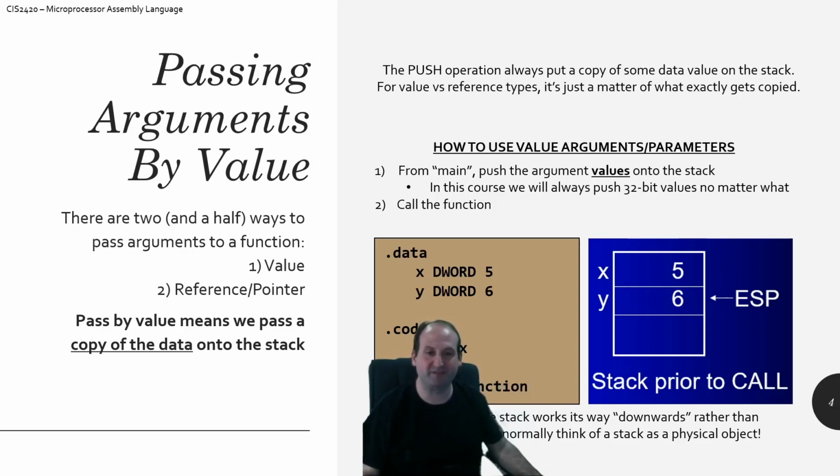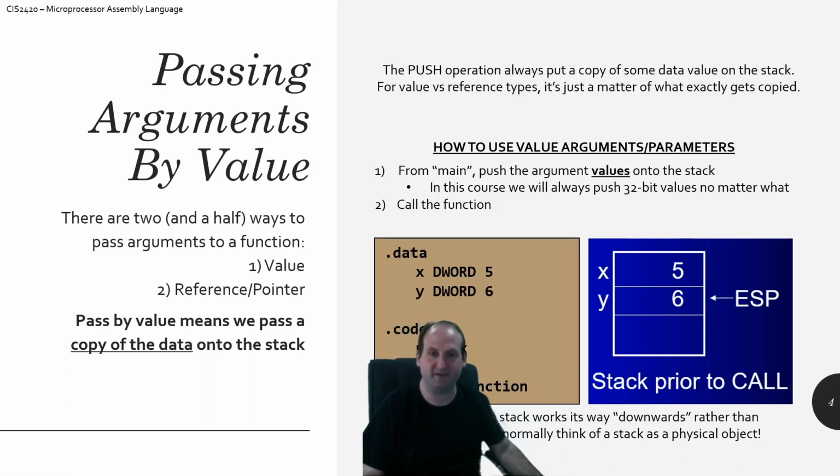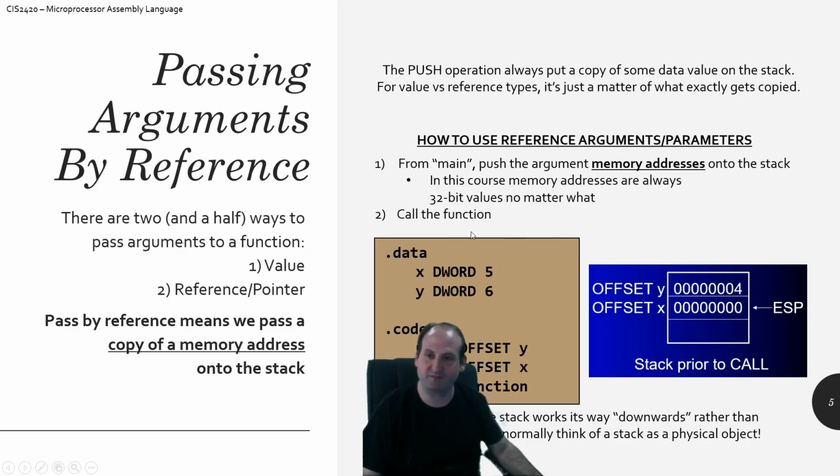So I push the 5 onto the stack, I push the 6 onto the stack. The ESP pointer is always pointing to the element at the top of the stack. And so the top of the stack holds the 6 because that's the last thing that got pushed, because it's a stack and not a queue or any other data structure. So again, this is a big deal. We'll see this as we go.